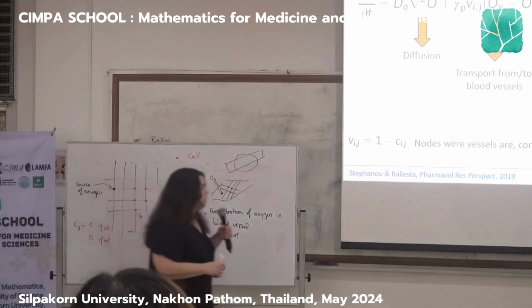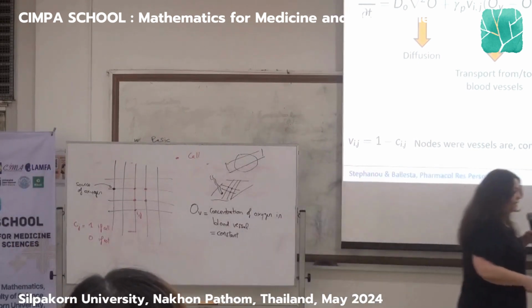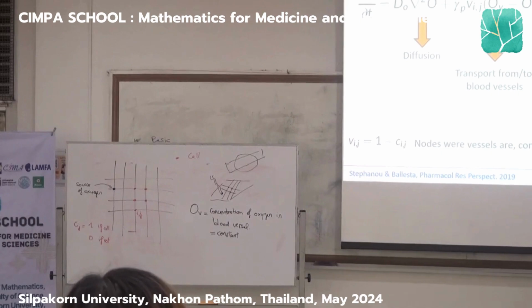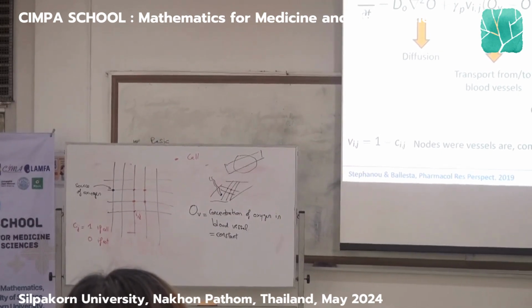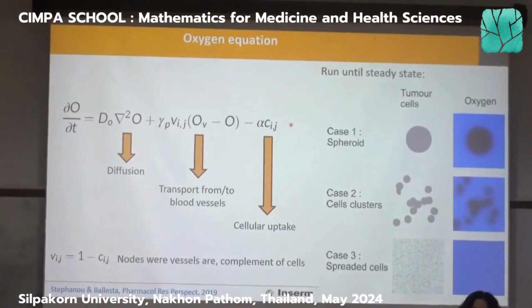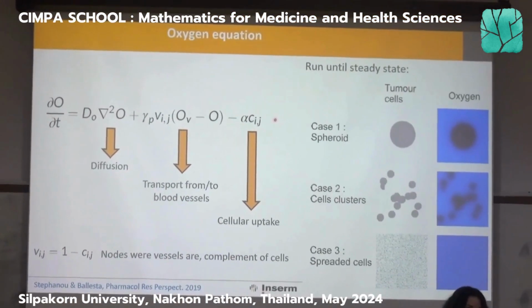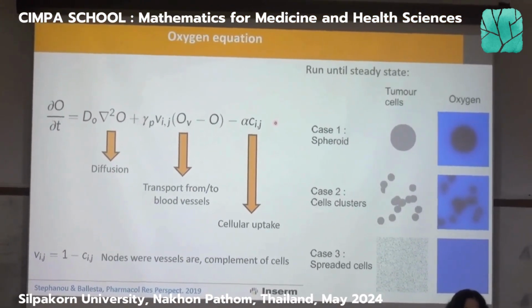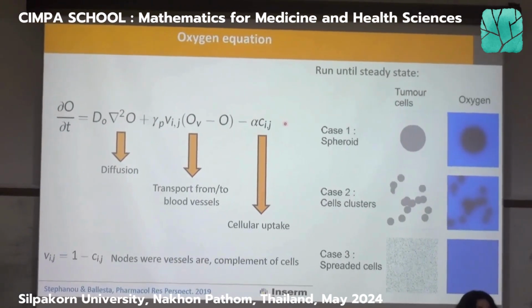So in the last term, minus alpha CIG is the uptake of the oxygen by the cells. So if you do have a cell at point IG, CIG will be equal to 1, and basically the minus alpha will just be the uptake, so the consumption of the oxygen by the cells, because the cells do need oxygen to live.